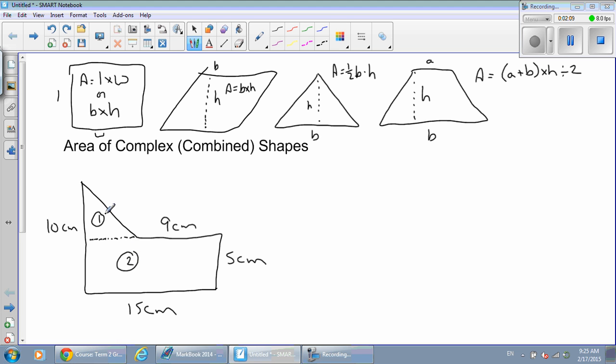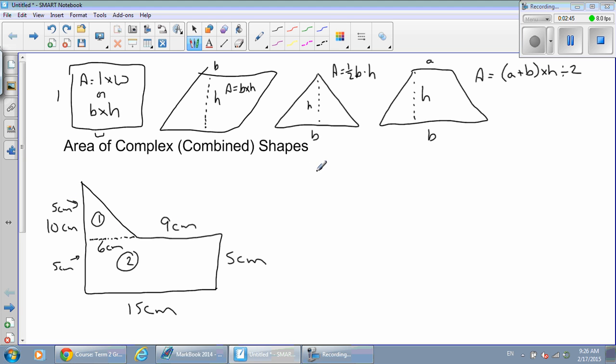Now, the triangle here is missing some of its dimensions. We need to know the length of this dashed line. I know that if I look at this side here, it's 15 centimeters going across. Up top takes up 9 of those 15. That means that this here is 6 centimeters long. On the other side, I know the distance here is 10 centimeters. The other side, here to here, is 5. And the triangle itself goes from where the 5 ends all the way to the end of the 10. That means that this here is 5 centimeters and that this here is 5 centimeters. So now I've got all the dimensions I need to solve this problem.